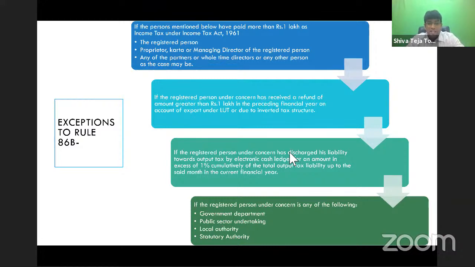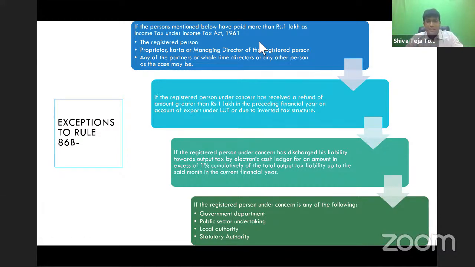Next, if the registered person under concern has discharged his tax liability towards output tax by electronic cash ledger for an amount in excess of 1% cumulatively of the total output tax liability up to the said month in the current financial year. Finally, if the registered person under concern is any of the following, that is government department, public sector undertaking, local authority, statutory authority. So for this category of persons, this concept of 1%, that is Rule 86B, will not apply.